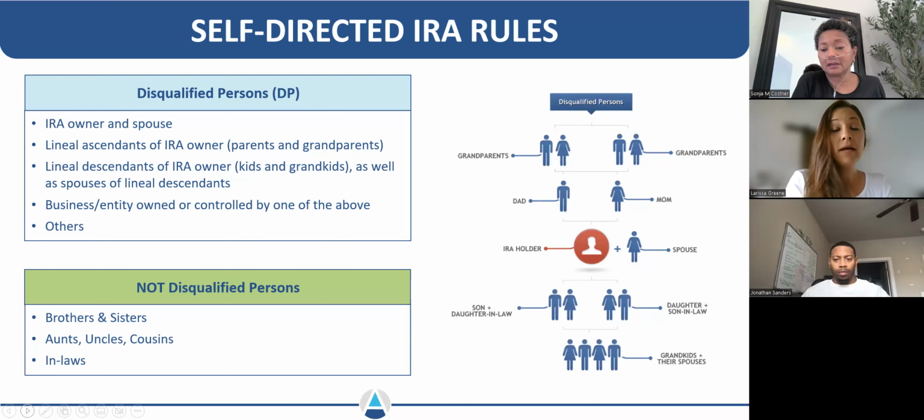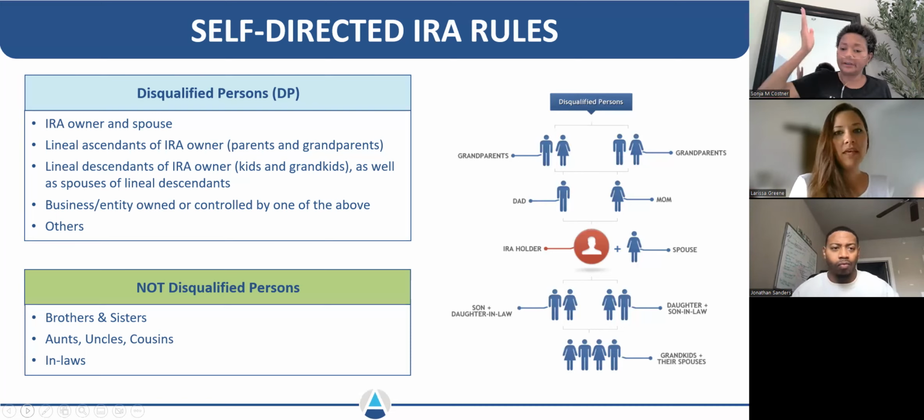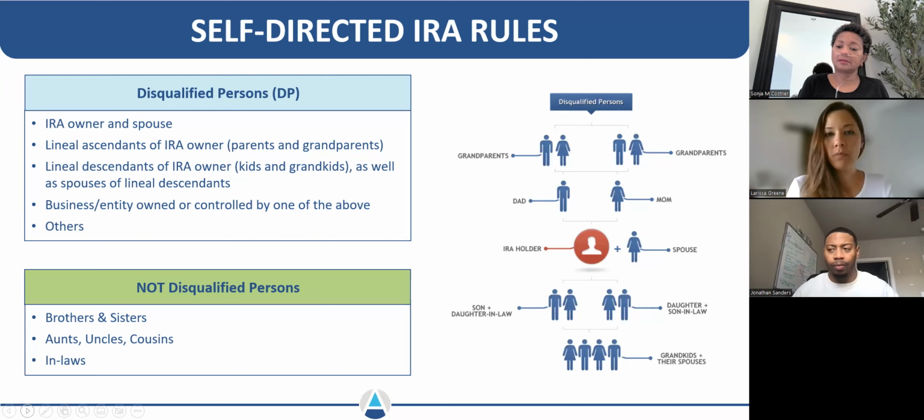That's correct. Now, keeping in mind, these individuals that are considered disqualified can't do the maintenance either. So, for example, Jonathan couldn't go and paint the door red in my example. He couldn't do that for you because he's considered a disqualified person. And then, further to that, it would be spouses and business entities of those. So if Jonathan owned a construction company and said, hey, I'll send my crew out there to do that work, that would also be prohibited.